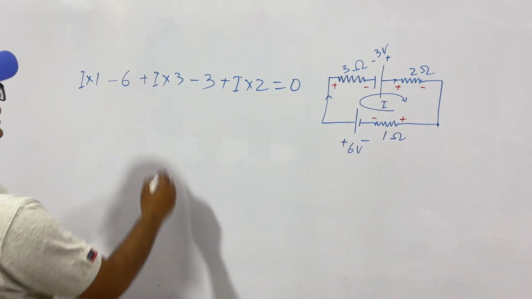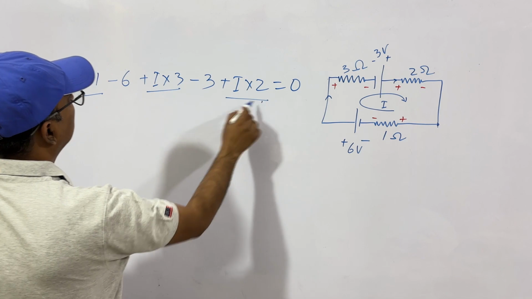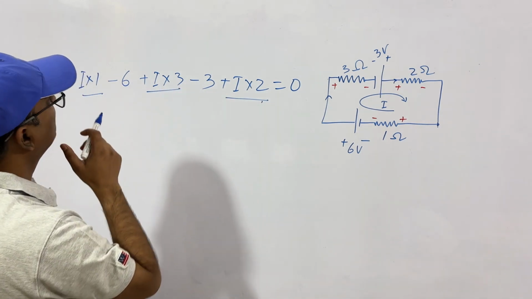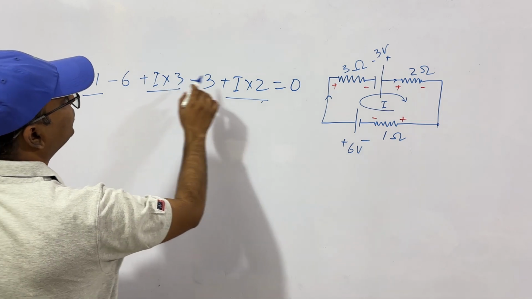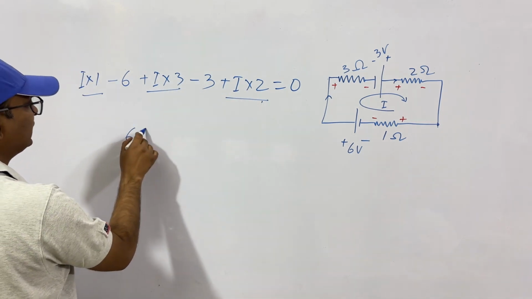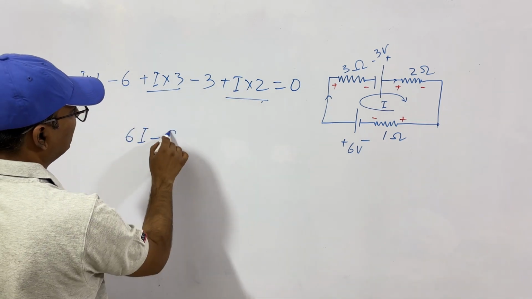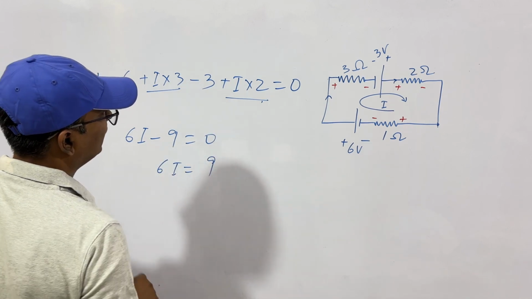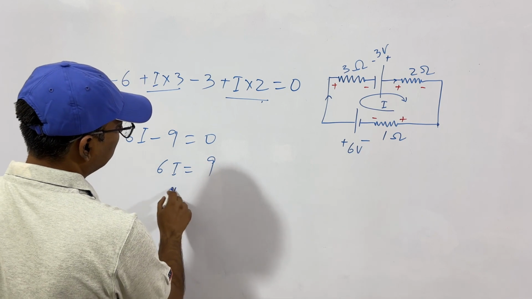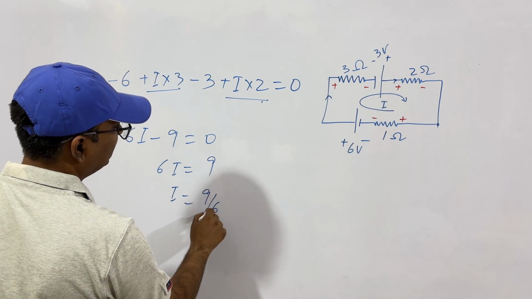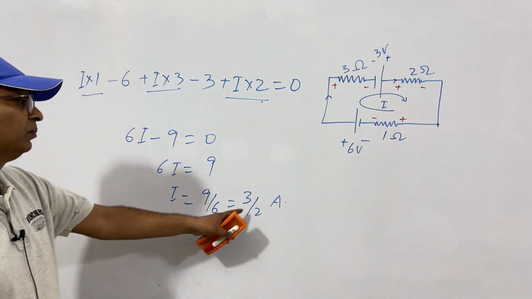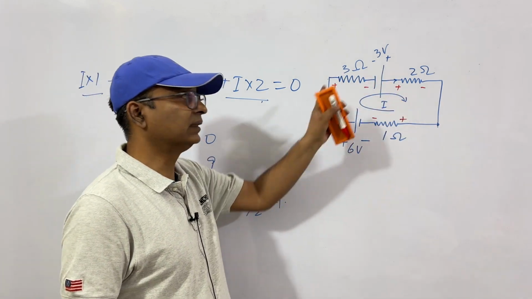Now let's take I's at one place. So what you get? 1, 3, 4, 1 and 3, 4, 4 and 2, 6. So we get 6I minus 6, 1 is 3, 9 equal to 0. Therefore, 6I is equal to 9, and I is therefore equal to 9 by 6 amperes, that is 3 by 2 amperes. It is positive, that is the flow of current is like this.